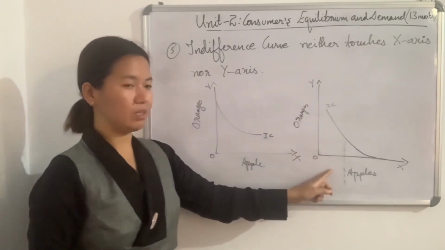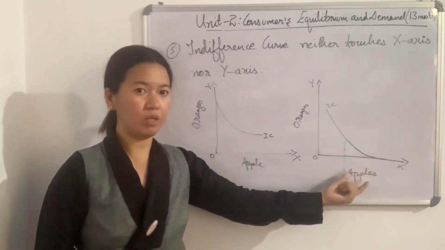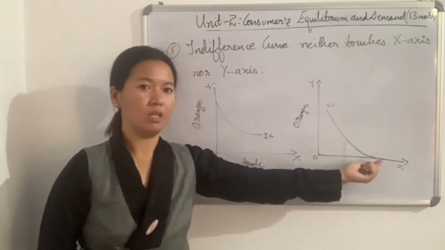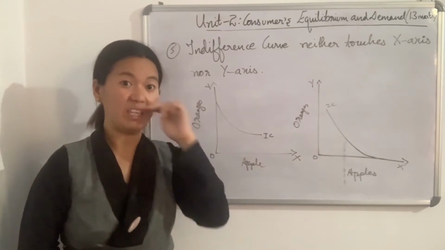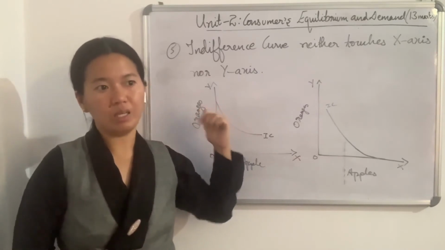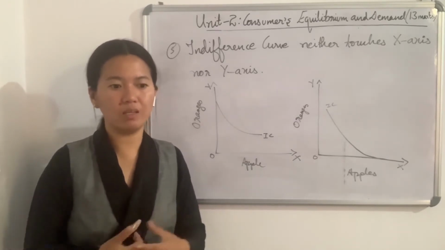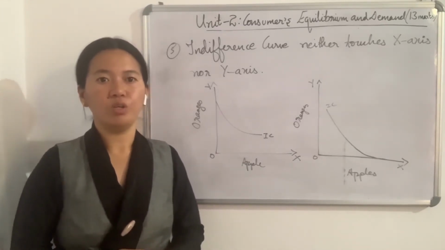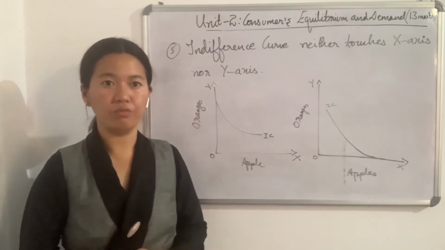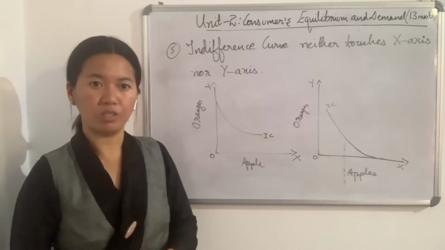In the same way, in the second diagram also, when this indifference curve is touching the x-axis, it means that he is consuming only apples and he is not consuming any of the second good, which is oranges. Therefore, in these two diagrams, it is incorrect, because the consumer is consuming only one good, and from the indifference curve analysis, the consumer has to consume two goods, and also he has to spend his income on consuming two commodities. So this indifference curve neither touches the x-axis nor the y-axis, because it consumes two commodities.